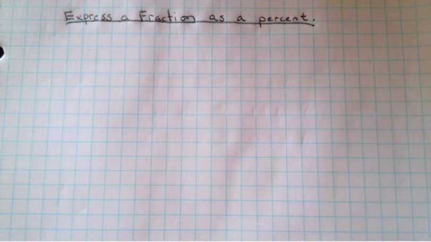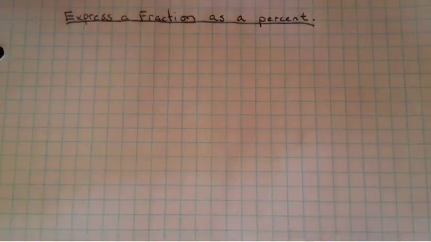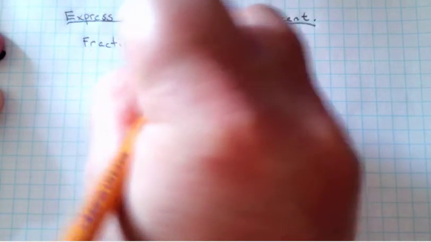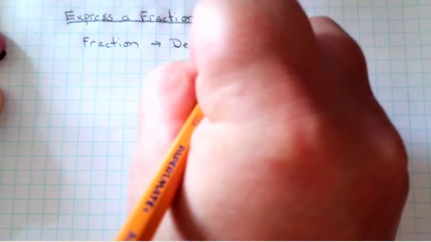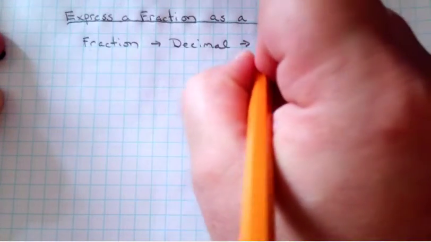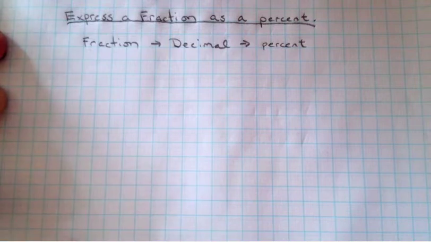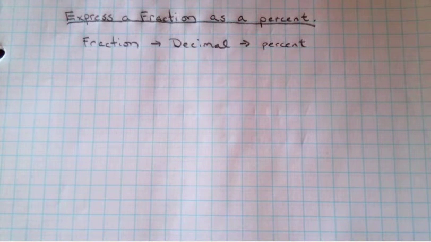How do we express a fraction as a percent? Well, one of the easiest ways to do it is to take your fraction, convert it into a decimal, and then take that decimal and convert it into a percent. That's probably the easiest way to go about this.